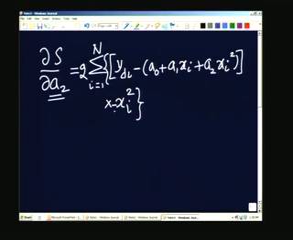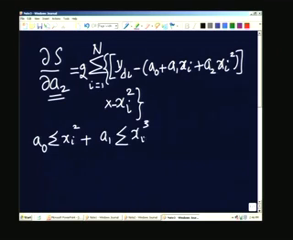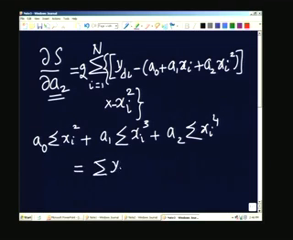So, you see that now if I rewrite in a slightly different form as is clear to us from our earlier treatment, you will have a naught sigma xi squared from the product of these two, plus a1 sigma xi cube, plus a2 sigma xi to the power of 4, this equal to sigma y data,i multiplied by xi squared.